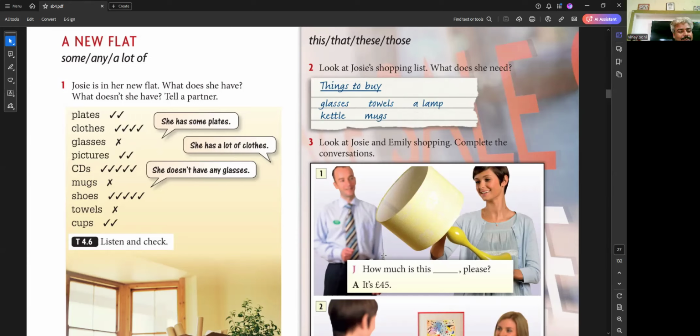So she doesn't have any towels, and she has some cups. So beta, she doesn't have any glasses, she doesn't have any mugs, she doesn't have any towels. So she needs to go shopping. Okay, first of all, let's listen to 4.6.